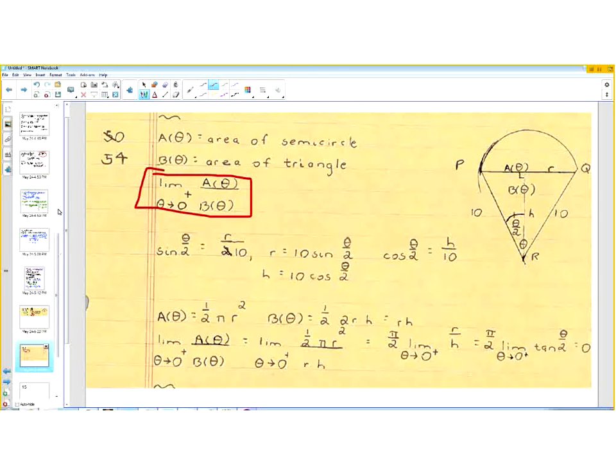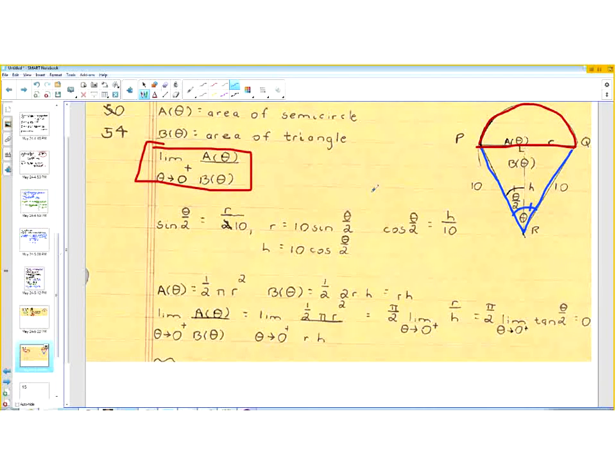We want to find this limit, and A theta is the area of the semicircle. So we have this semicircle right here. And what is B theta? B theta is the area of the triangle. So we have the triangle, and we want to find the limit as this theta. What is theta? This is theta right here. So what happens as theta goes to 0? What is the ratio of the two areas?